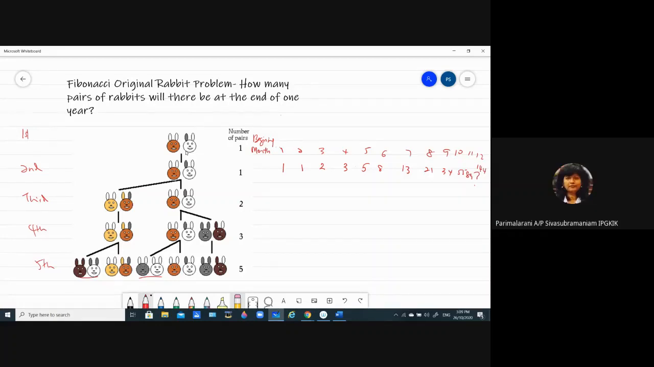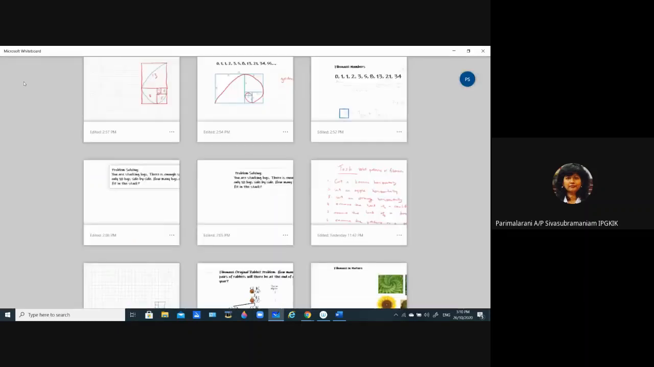What about the end of the 12th month? How many rabbits are there? Same. Okay, correct. The answer is 144. So this is the original Fibonacci problem. This is the problem that Fibonacci posed to everyone, and from here, they developed the sequence and the Fibonacci numbers. This is where it came from.